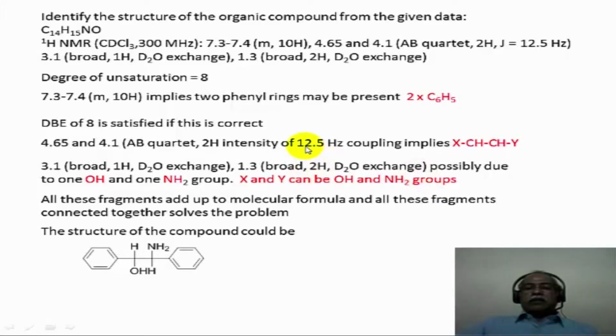The reason one sees a very large coupling for this vicinal coupling is because the vicinal hydrogens are anti with respect to each other. In other words, in the conformation, if these two hydrogens are anti, anti-conformation is what I am talking about. This is a 180 degree dihedral angle is what we are referring to. Such a high dihedral angle could probably be responsible for this 12.5 Hertz in this spectrum.